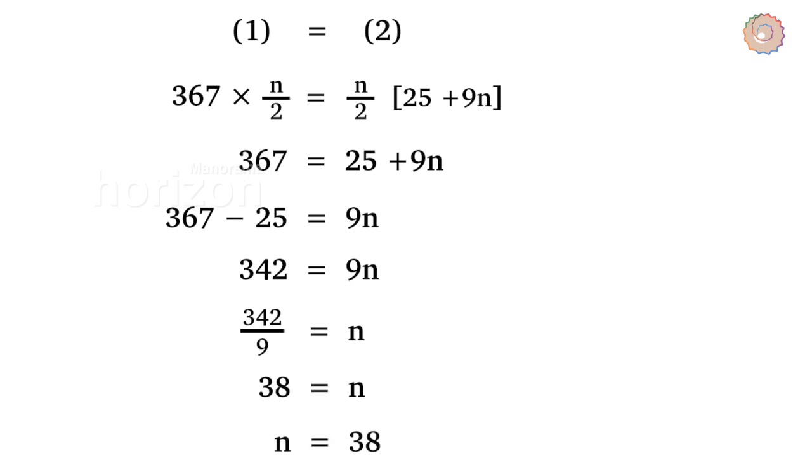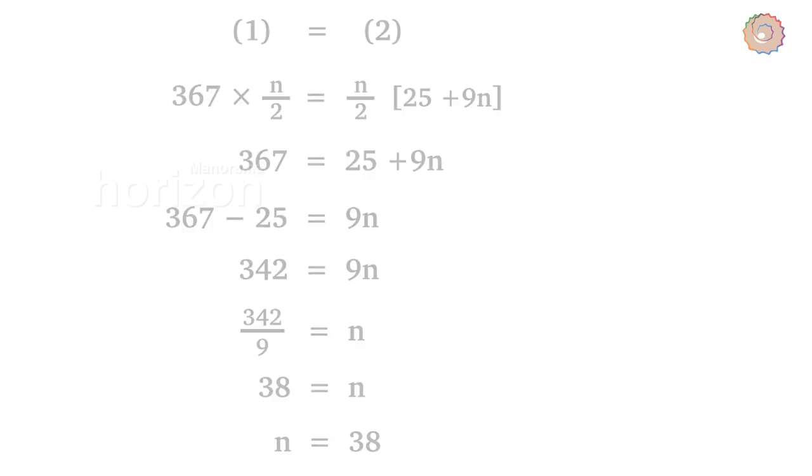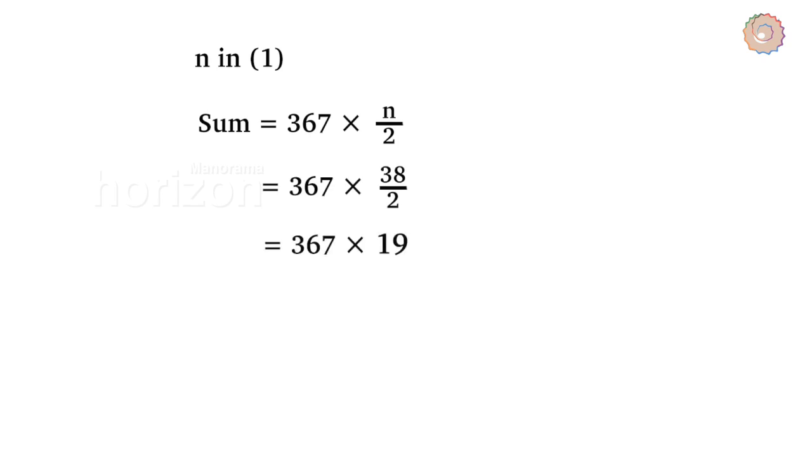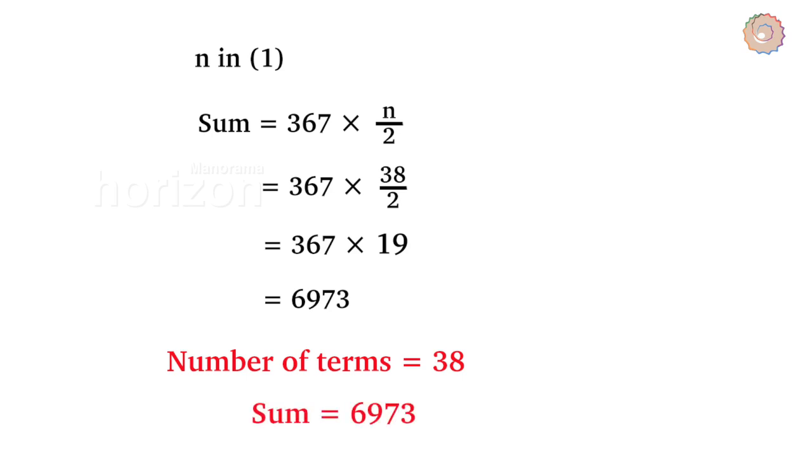Now, we need to find the sum. Put this value of n in equation number 1. Sum is equal to 367 into n by 2. So, 367 into 38 by 2, we get 367 into 19. On solving, we get 6973. So, the number of terms is 38 and the sum we got is 6973.